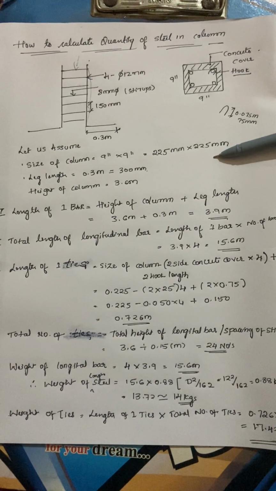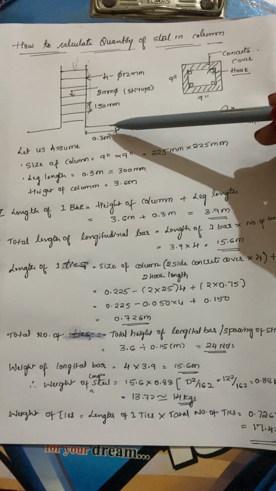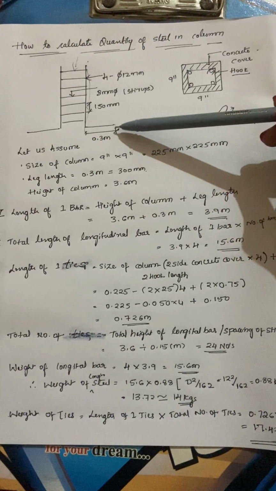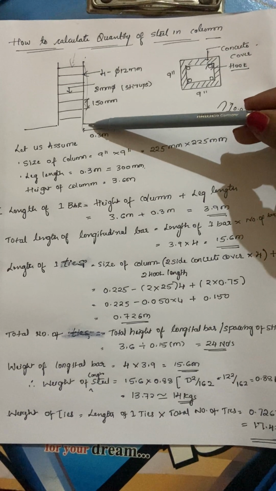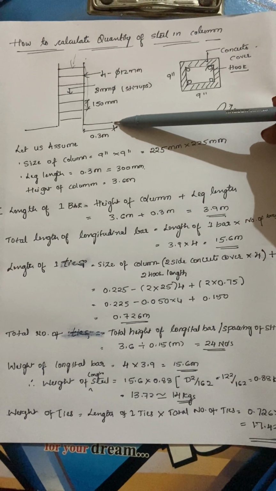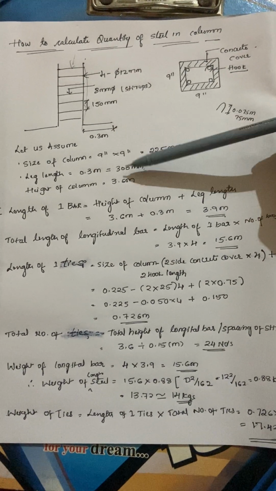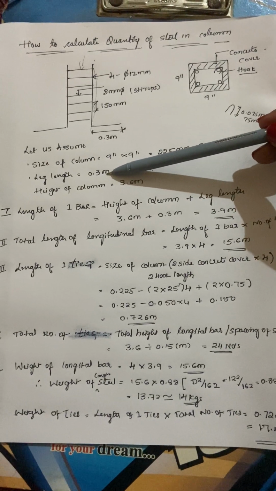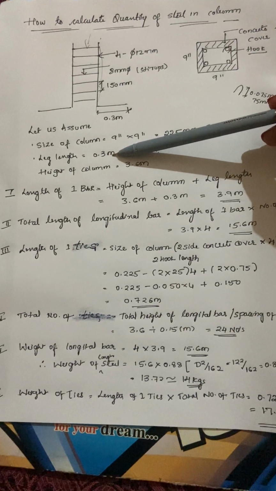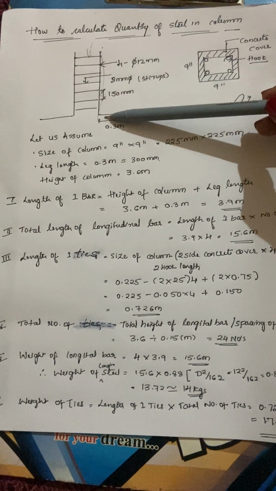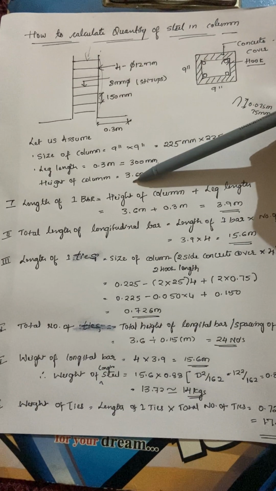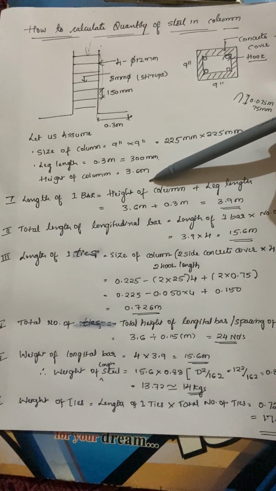So what is the leg length? Leg length is nothing but the extended portion that is provided at the end of the column to support. Okay, so the leg length is 300 mm. So when we convert it into meters, that is 0.3 meter. So what is the height of the column in this case? The height of the column we have considered as 3.6 meter.